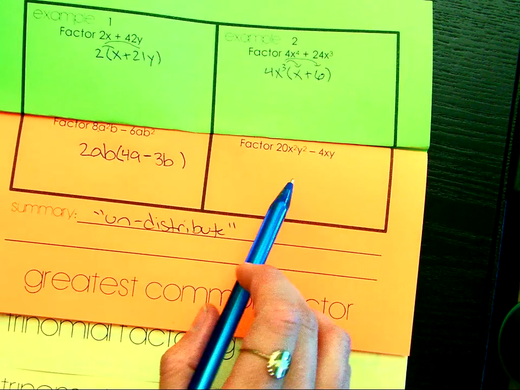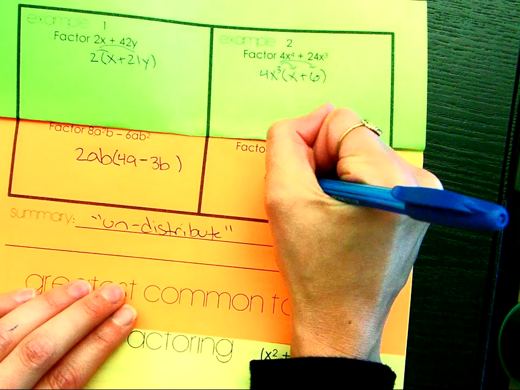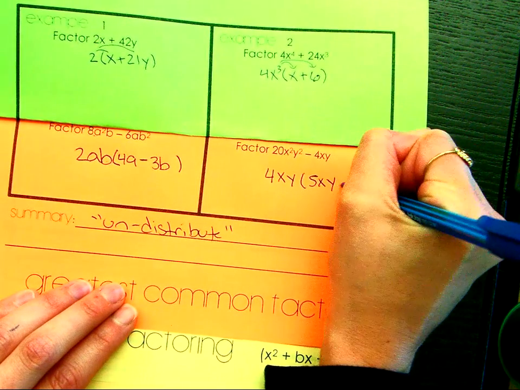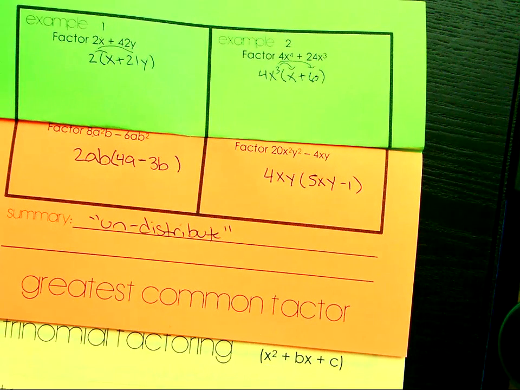So the next example, you're checking your answer with me. Hopefully you already worked this on your own, and you're just checking 4xy times 5xy minus 1.